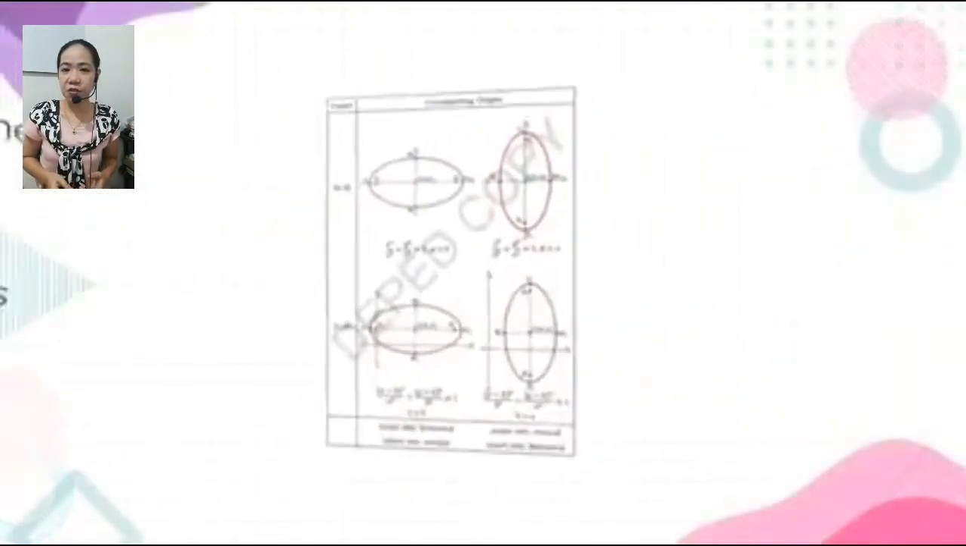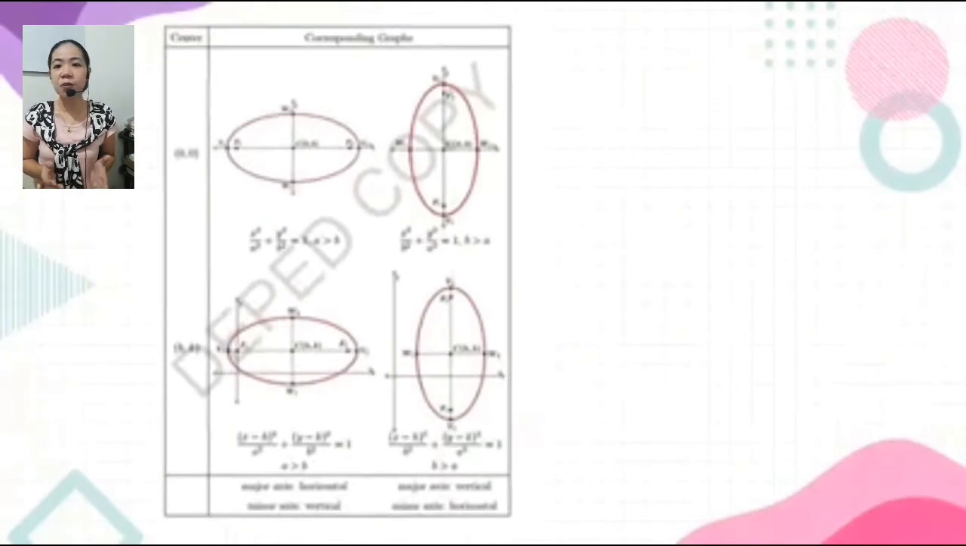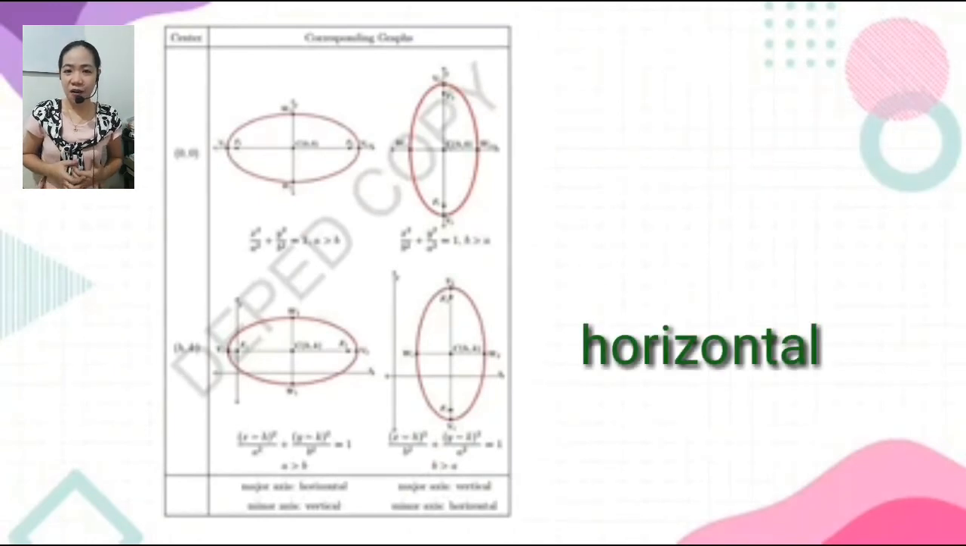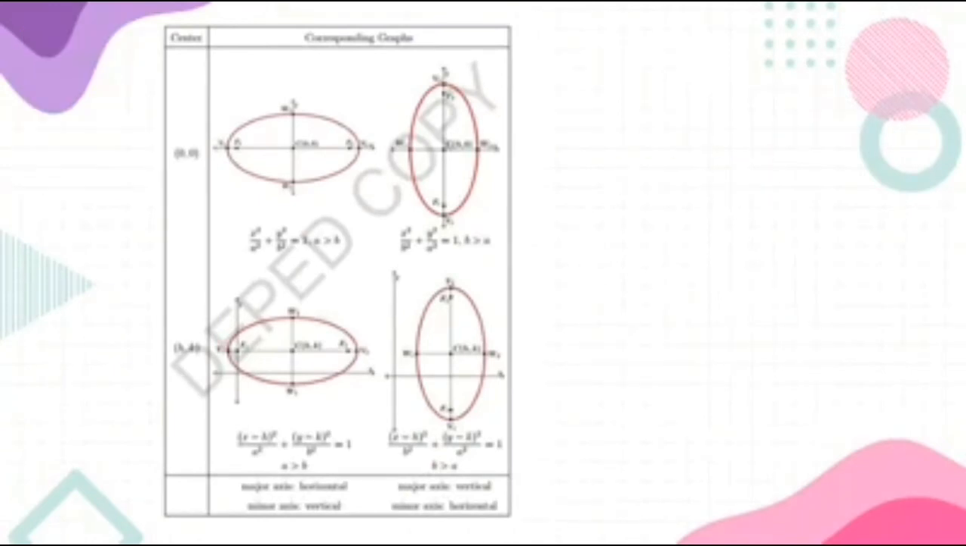Look at the different figures on the presentation. So we have different forms of ellipse or ellipses. Others are in vertical form and the others are in horizontal.